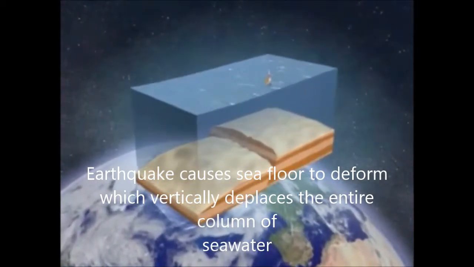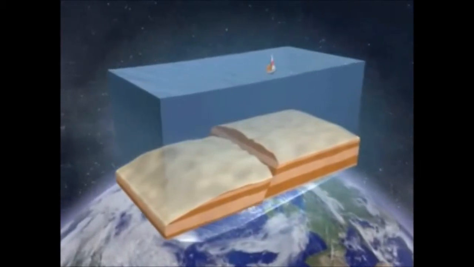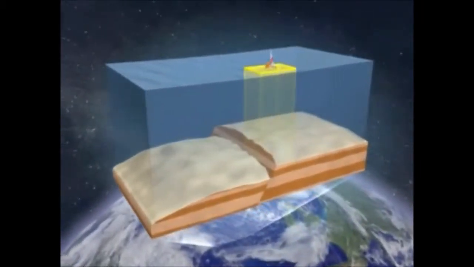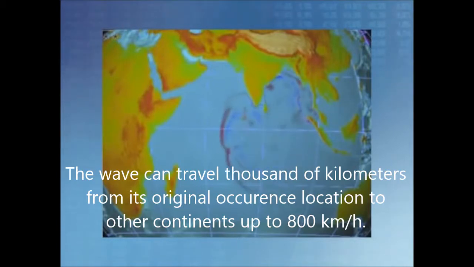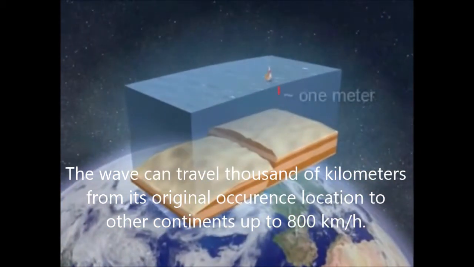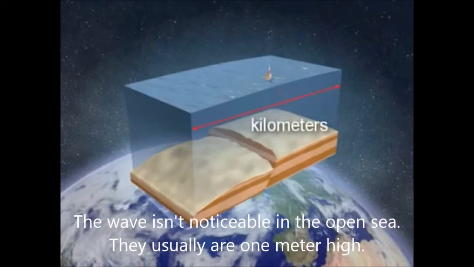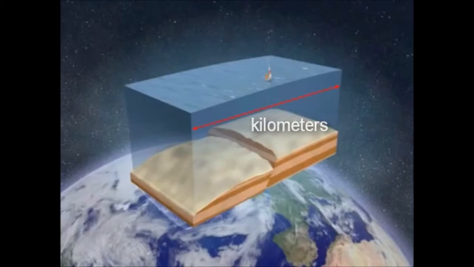Now once that earthquake happens, as you can see, there's a vertical displacement of water, and there's a simulated boat, and as you can see, there's a column underneath that boat. And also the wave can travel thousands of kilometers from its original location in other countries, believe it or not. Now the wave isn't noticeable if you're on the sea. They usually are only 1 meter high waves if you're on the sea. So you may have driven over it and not even noticed you were in a tsunami.